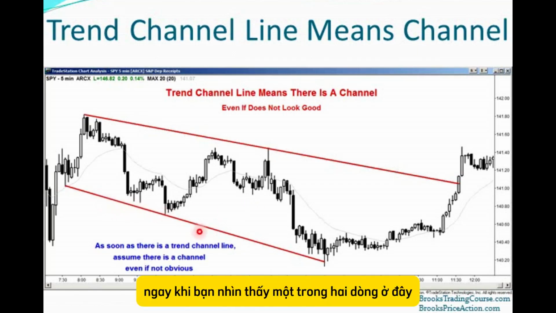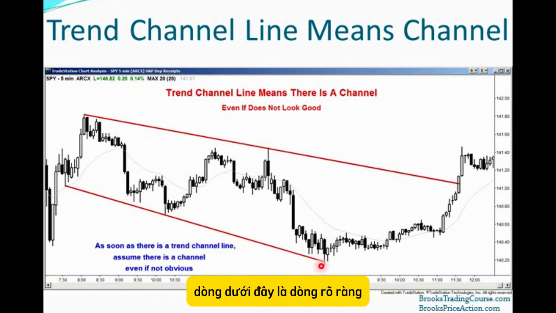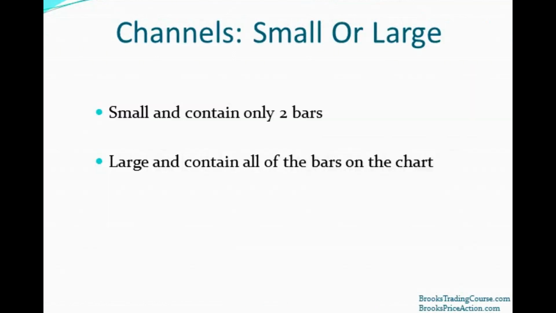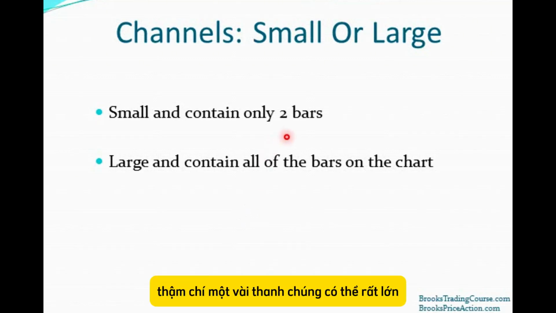Okay, again, as soon as you see one of the two lines, here the line below was the obvious one, assume that the market is in a channel and that there's a way to draw a line on the other side that will probably contain the price action. And this was the most logical location to anchor the upper line. Channels can be very small, even a couple bars. They can be very large and contain all of the bars on the chart.